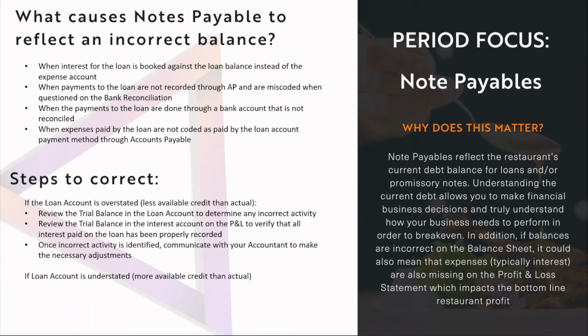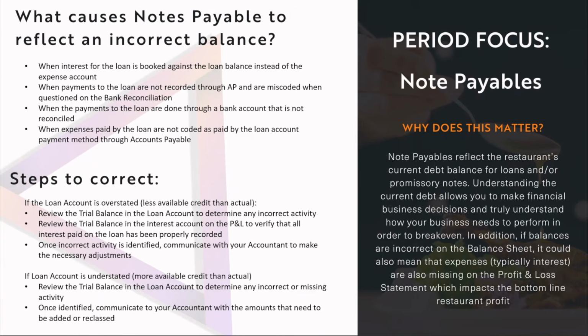Now, if the loan account is understated or reflects too much available credit, review the trial balance in the loan account to determine any inaccurate or, more commonly, missing activity. Once that's been identified, communicate to your accountant so they can make the necessary adjustments.